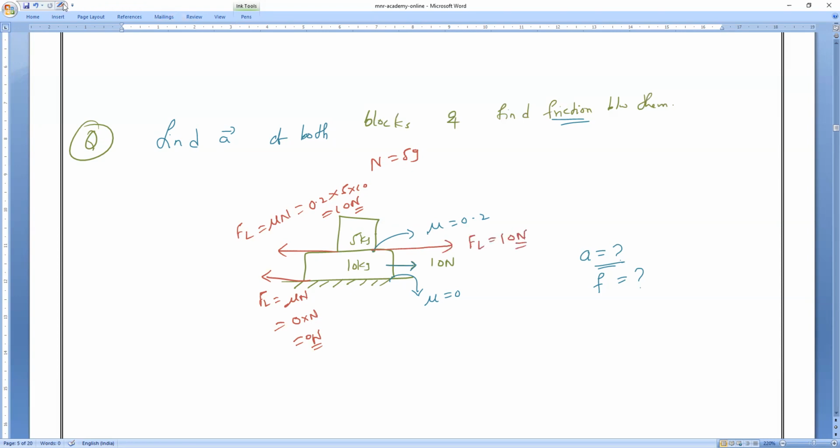Am I right? Will you all agree with me, Pradosh? That's what it is. So how much is F limiting? F limiting is equal to, we got it, 10 newtons. What is the maximum required force to make it move?